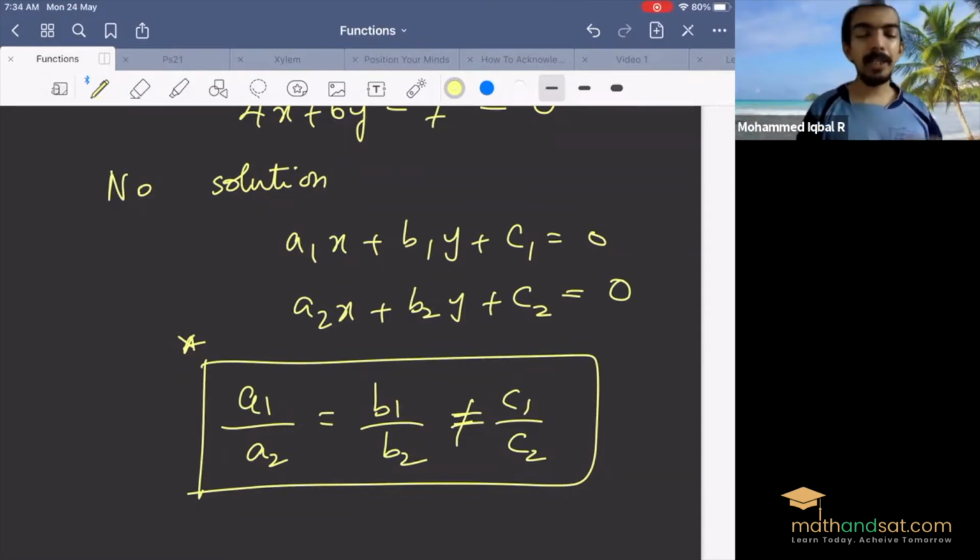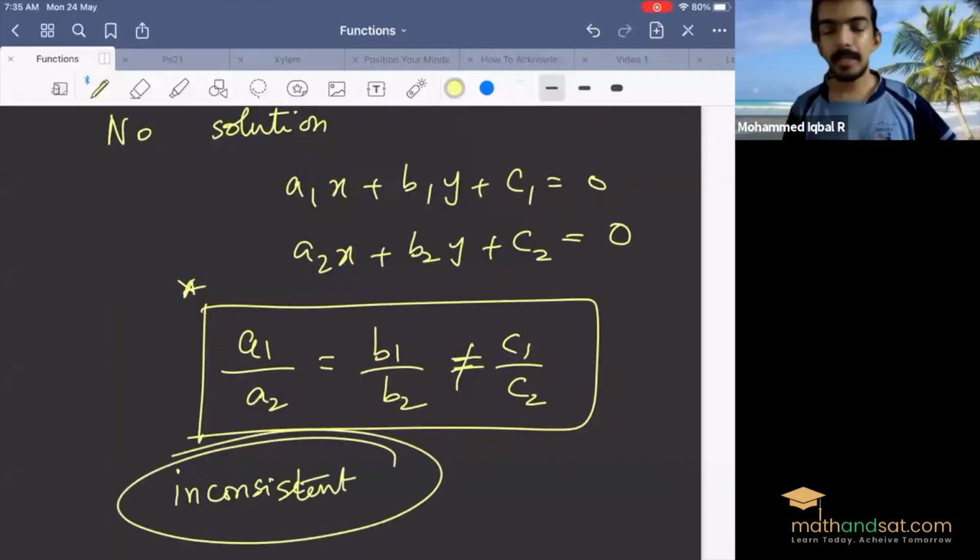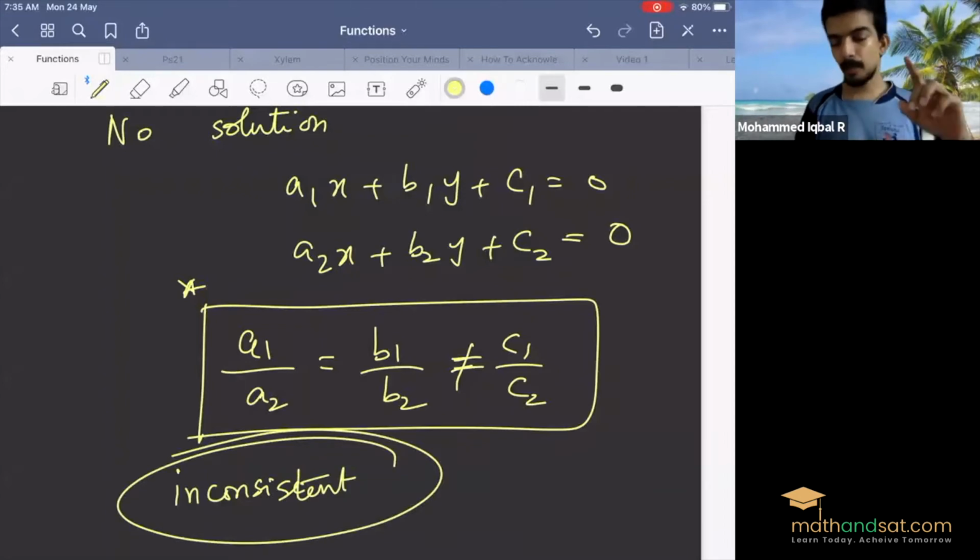But the basic intuition is very clear, right? If you break the proportionality for the constant, the lines are going to become parallel. And we say that the system is inconsistent. Inconsistent means no solution. Consistent means it has a solution. So the previous case, case number 1, was consistent with infinitely many solutions. Here it is inconsistent.